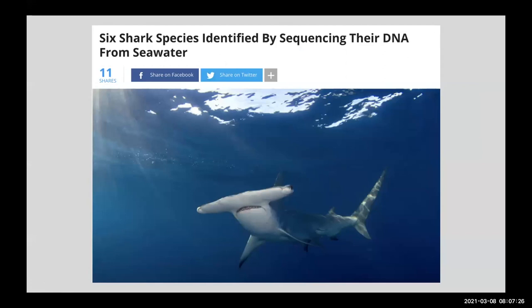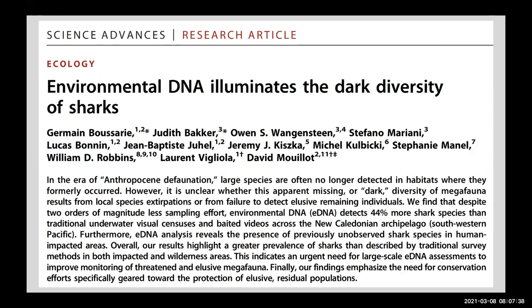Another example, essentially doing a biodiversity inventory of sharks based on DNA recovered from seawater. And so we have papers being published that say, notice this, environmental DNA detects 44% more shark species than traditional underwater visual censuses and baited videos. And this work was done in Caledonia in the Southwest Pacific.